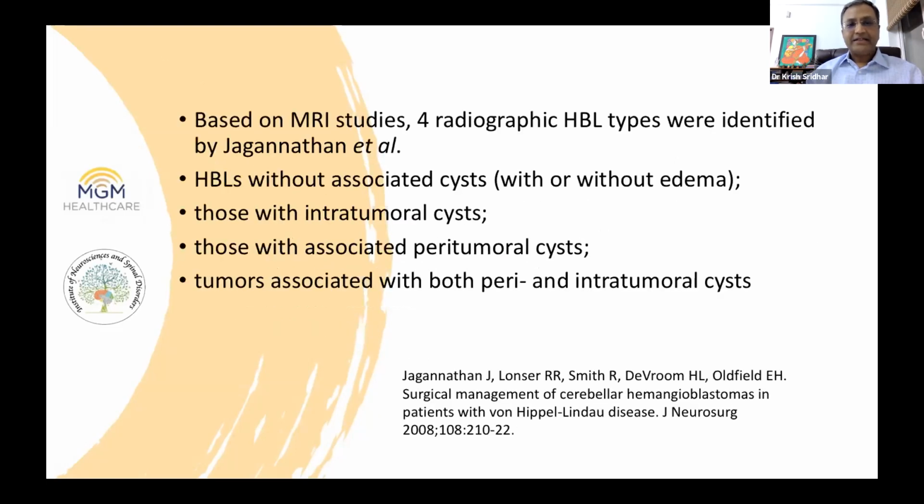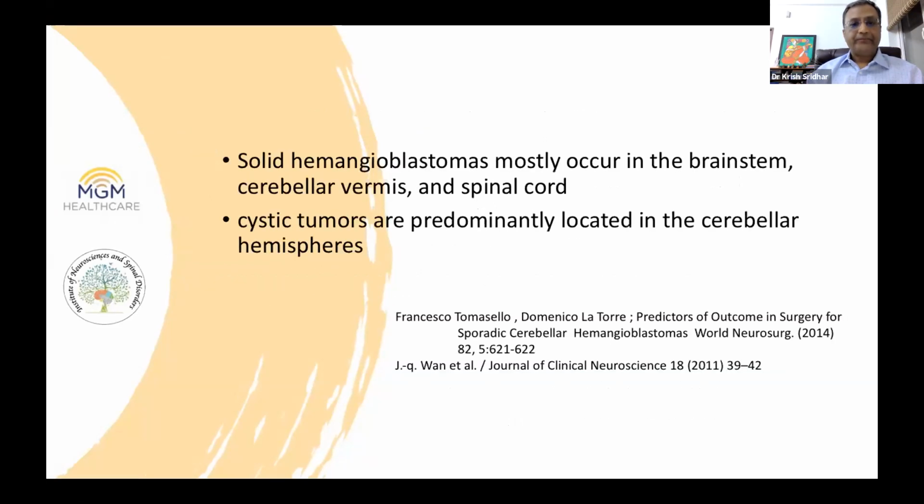Now, based on MRI studies, Jagannathan et al. in 2008 classified hemangioblastomas into 4 different types. Now, these were hemangioblastomas without associated cysts, with or without edema, those with intratumoral cysts, those with peritumoral cysts, and those with both peri- and intratumoral cysts. Now, the presence of a cyst or absence of a cyst has surgical connotations, as we all know.